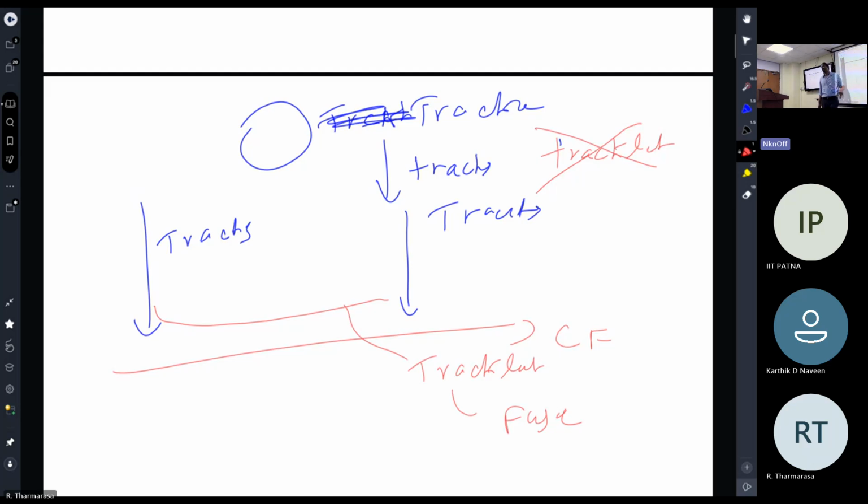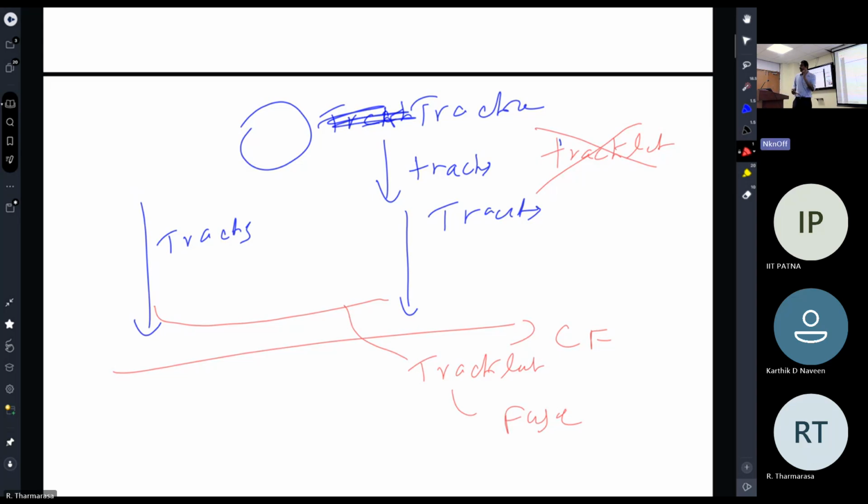You can do two things. You can ask the local tracker, so please calculate the tracklet and send it to me. In the other case, you send the tracks, I will find the tracklet, then I will fuse. The second approach is the most feasible approach.